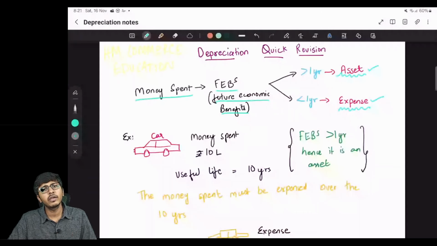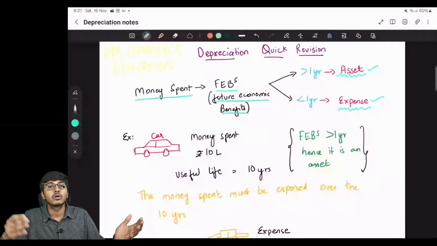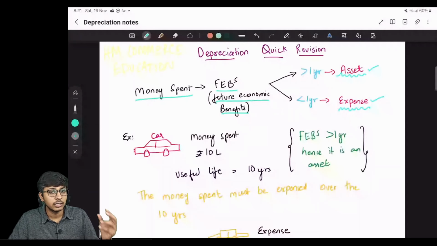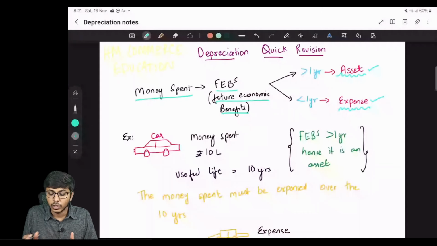It would have reduced. Why would it reduce? It will reduce for multiple reasons. It can be because other cars have come into the market, there is technological advancement, you have used the car, wear and tear. There are multiple reasons why the value of the car will reduce. Correct? If you pay 10 lakh for the car in the beginning, after 1 year the value of the car is not 10 lakhs. It can be any amount. Suppose it is reduced by 1 lakh.